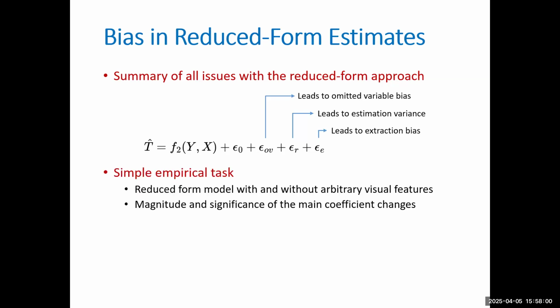We do this, and we perform a very simple empirical task on images of Hillary Clinton. We use that reduced form approach. I'm not going to show you the results of it, but what I'm reporting here is that we use it with and without some arbitrary visual features like brightness, contrast, edge density, etc. And what we see here is that the coefficient changes in terms of magnitude and significance. So just by some arbitrary features that I added, you could imagine that the extent of it could be much larger or even smaller.